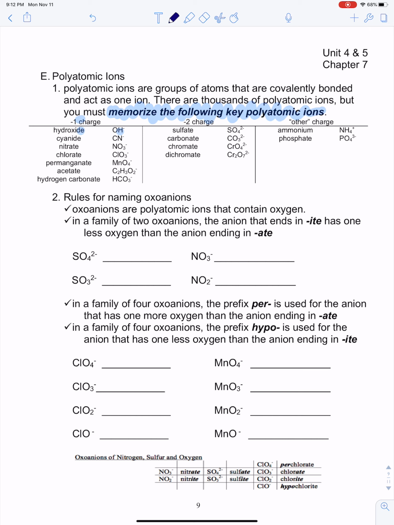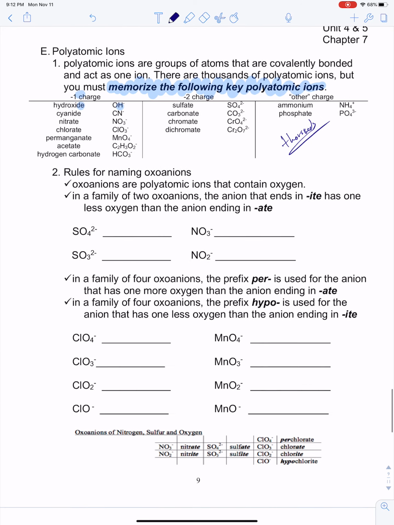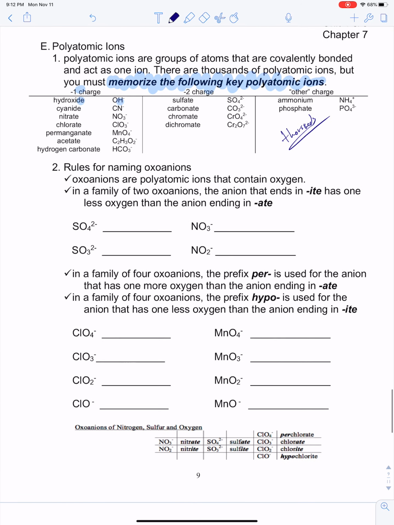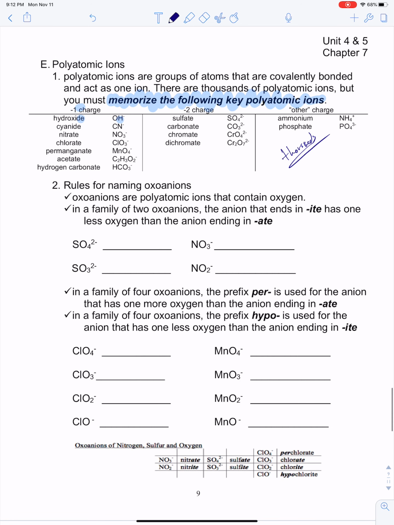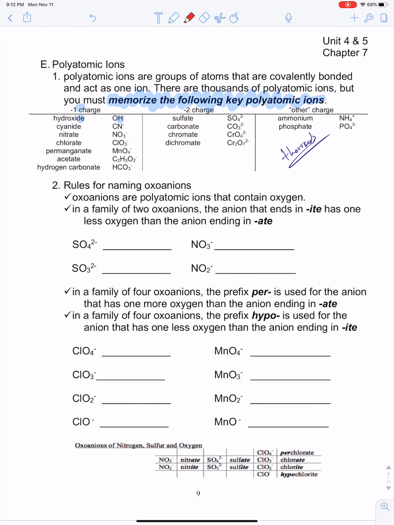Now there's thousands of these polyatomic ions, but these key ones will be the common ones that will get us through most of the naming for ionic compounds. Most of them are going to be negative ions. However, you should be aware there is one common polyatomic ion that has a positive 1 charge, the ammonium ion. Now that's not ammonia, it's ammonium.